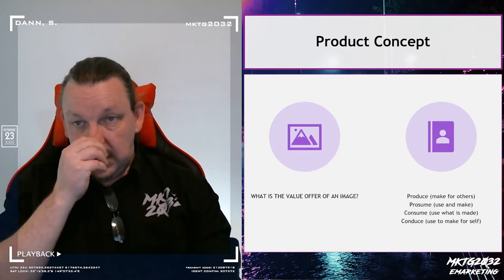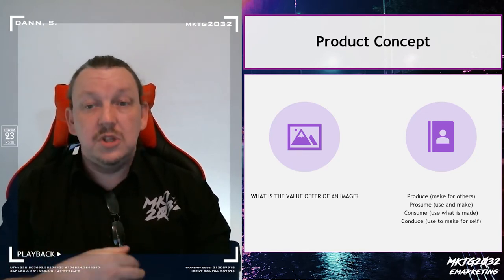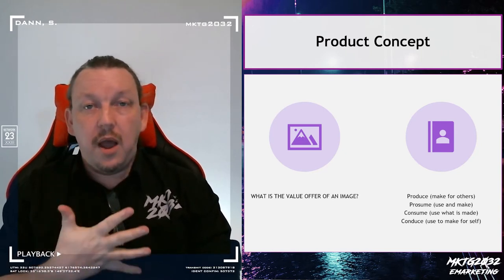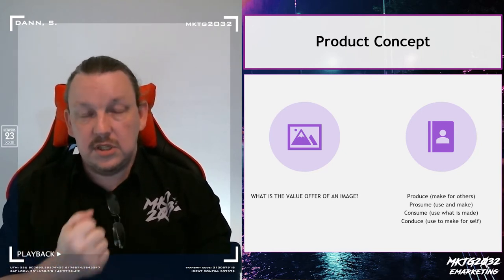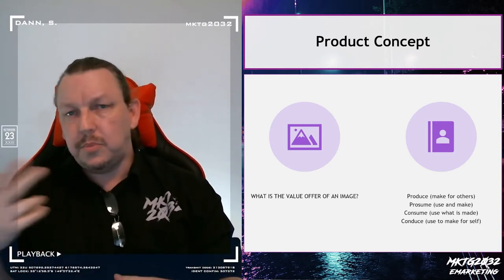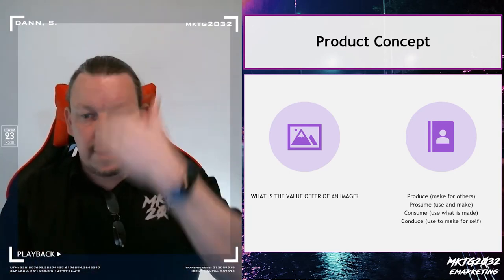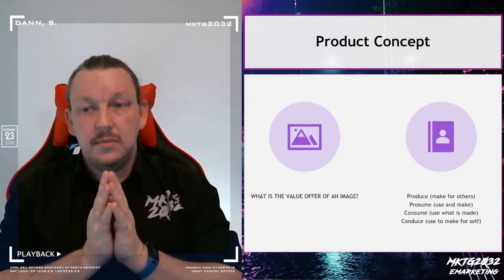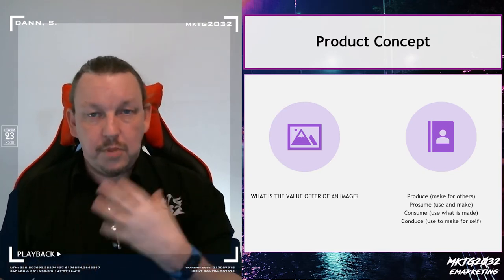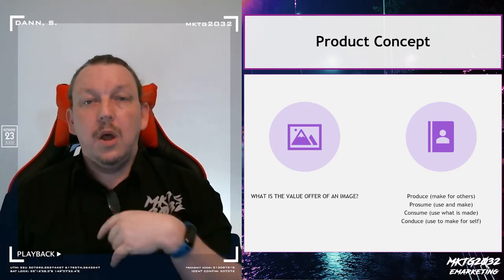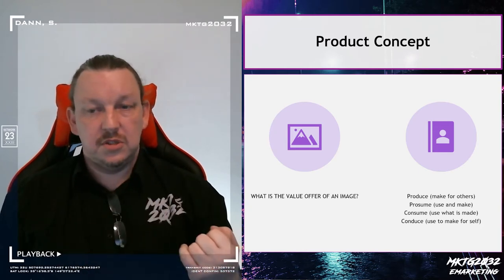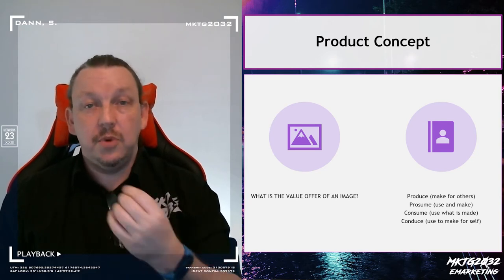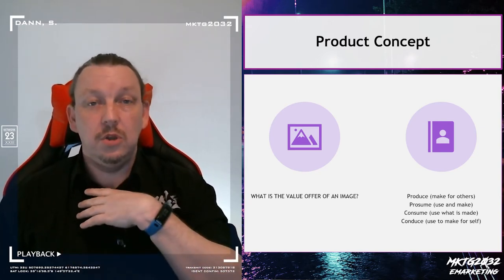So your question here is around the value proposition. What is the value of an image? There are the four categories that we agreed upon at the start of semester: the producer, prosumer, consumer, and conducer. Images work differently for each of those categories. For a producer, an image's purpose is to convey something to an audience. On the other side, for a conducer, the image's purpose is to convey something to you.